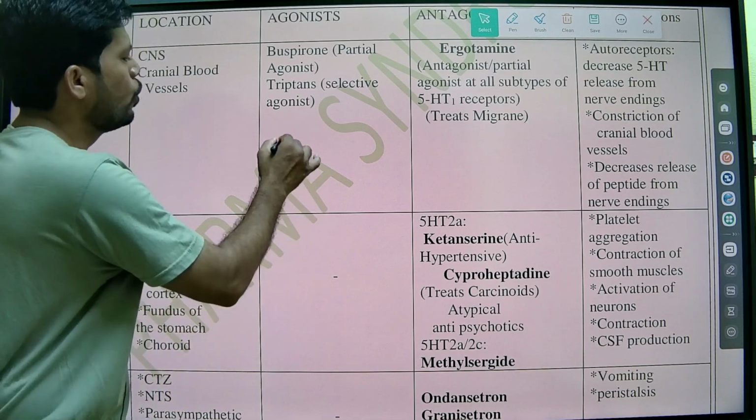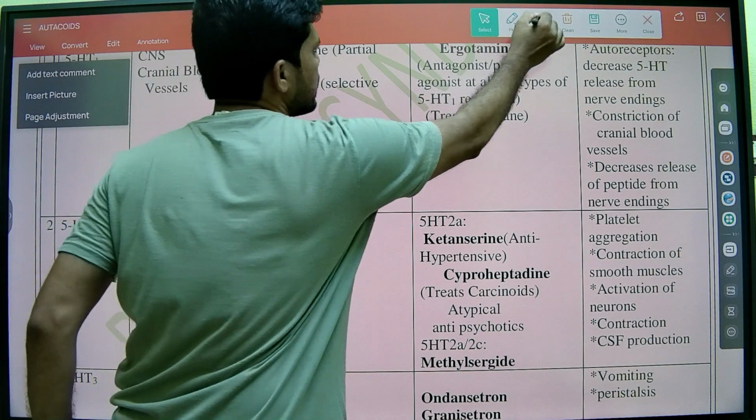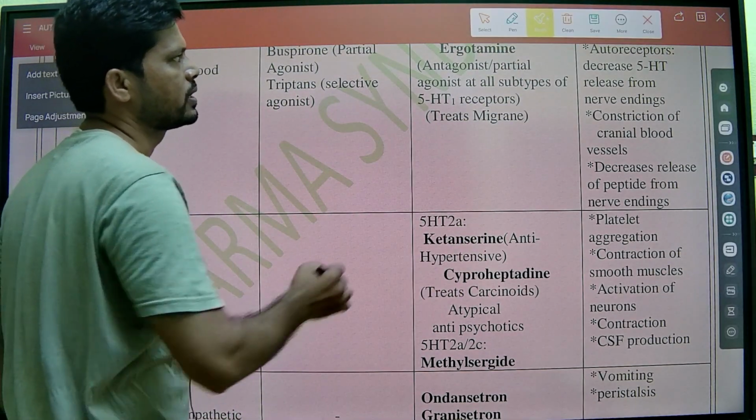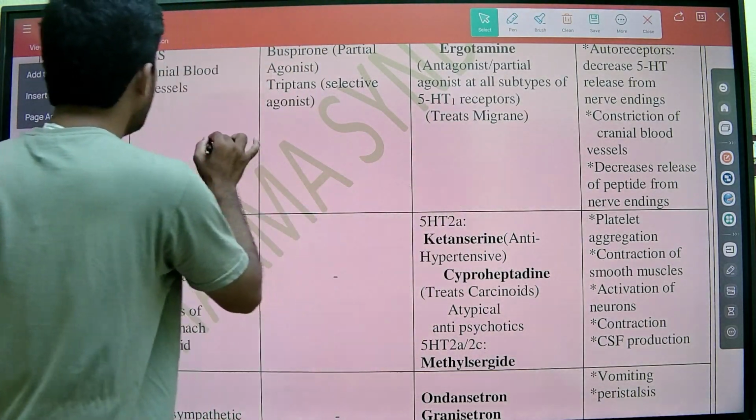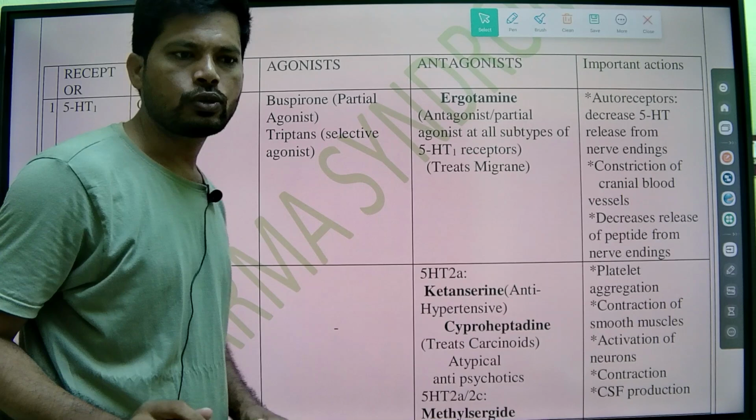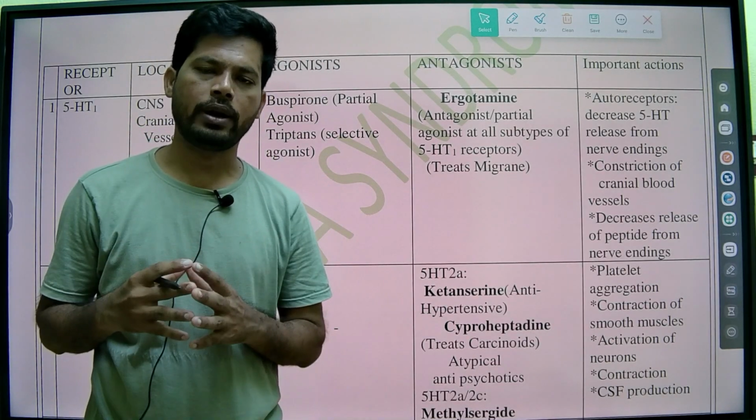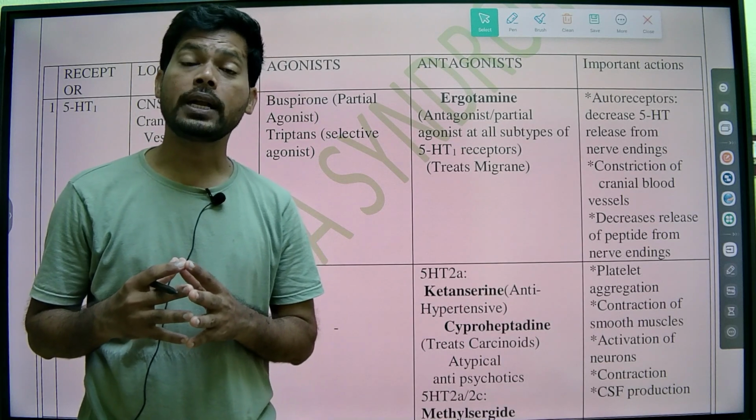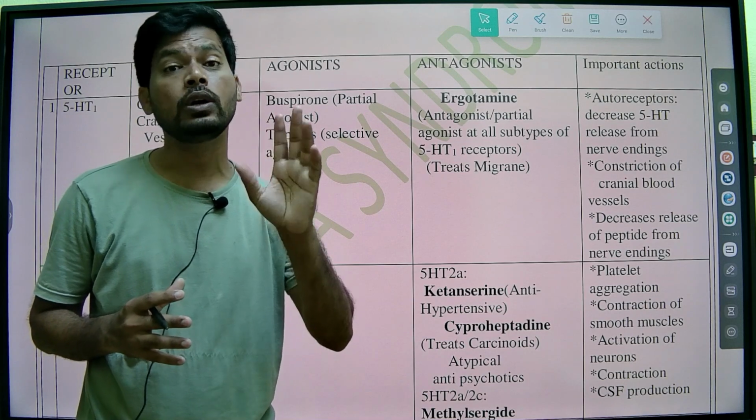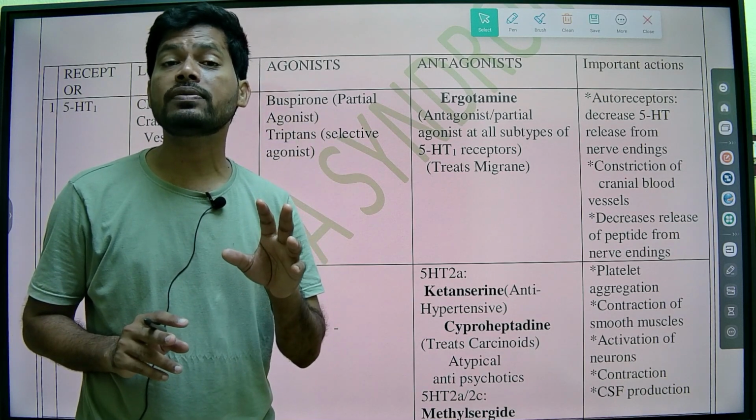Serotonin is also one of the neurotransmitters in the body, in both the central nervous system as well as the peripheral nervous system. Serotonin is biosynthesized from the amino acid tryptophan. And there are seven types of serotonin receptors present in the body.